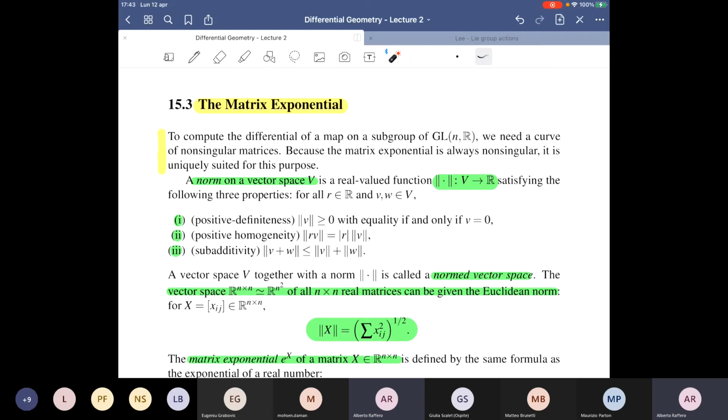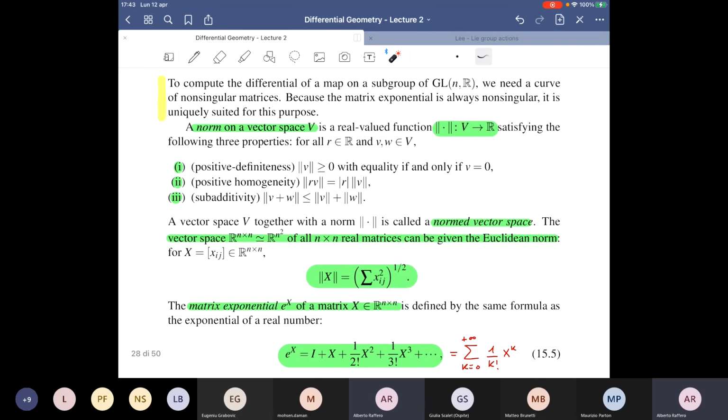And in this case, you can compute the differential of a map just by considering the map evaluated at that curve, taking the derivative, and evaluating the derivative at time equal to 0. We did an exercise like this one earlier. And so what happens here is that the matrix exponential always gives you a non-singular matrix and allows you to obtain a curve of non-singular matrices. So it allows you to obtain a curve inside this group here.